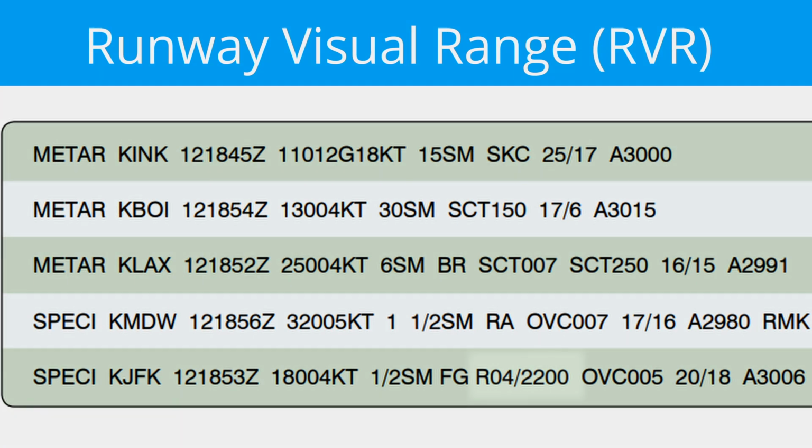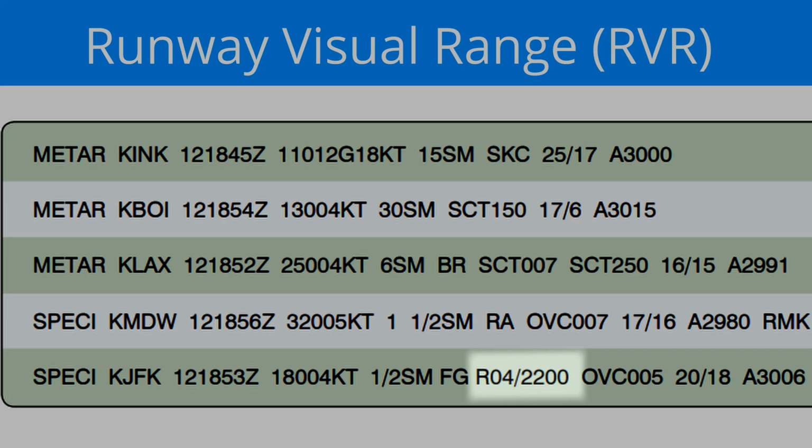It will be shown with a capital R followed by 2 numbers, which is the runway it is reporting for. Next to that, it will have a / with 4 numbers, standing for the feet we can see down the runway. In our example, it shows R04, so we are getting this reading from runway 4. Next, there is a /2200, meaning we can see about 2,200 feet down the runway, or about half a statute mile, which if we look back, the visibility agrees with that.